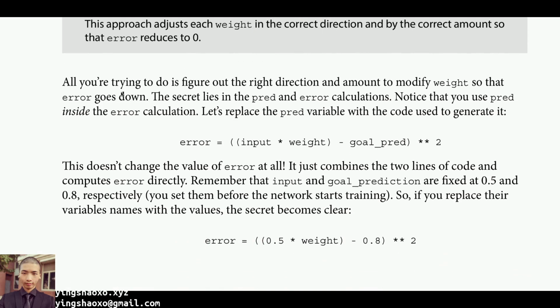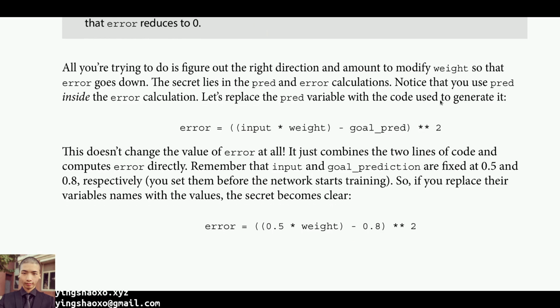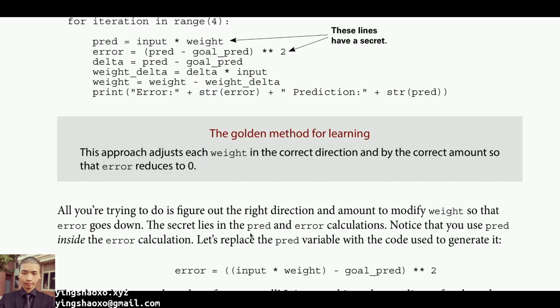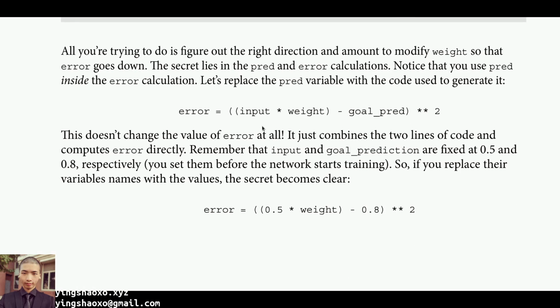All you are trying to do is figure out the right direction and amount to modify weight so that error goes down. The secret lies in the prediction and error calculations. Notice that you use prediction inside the error calculation. Let's replace the prediction variable with the code used to generate it. Alright, it's the same thing but with one line of code.